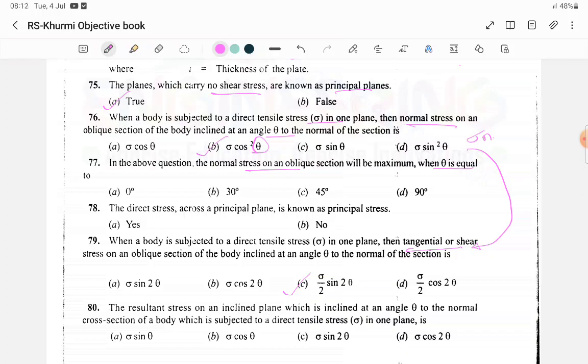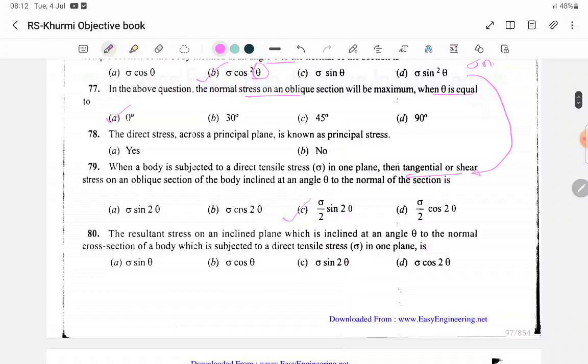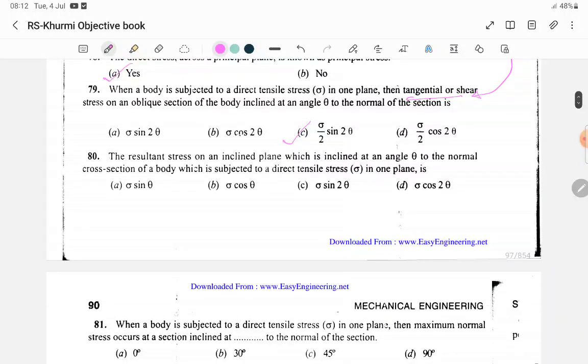So 77 is A. The direct stress across a principal plane is known as a principal stress. Yes. So this one we already know, 79 we did.